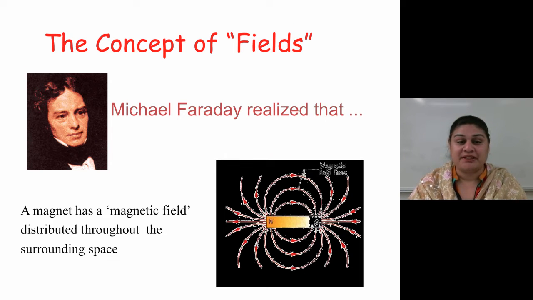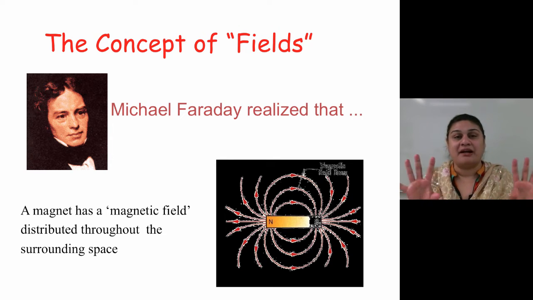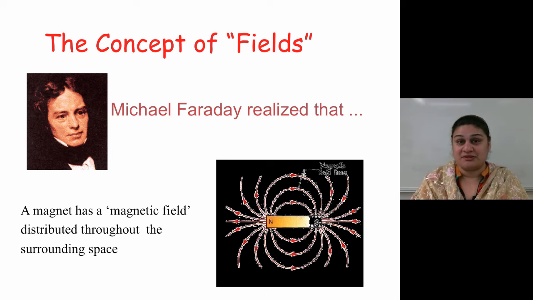Concept of fields. Michael Faraday realized that a magnet has a magnetic field distributed around itself. Basically what he thought was that it has something around it, just like an electric field. A magnet has something around it that others, when they are brought into the presence of it, experience either attraction or repulsion. He called that the field.